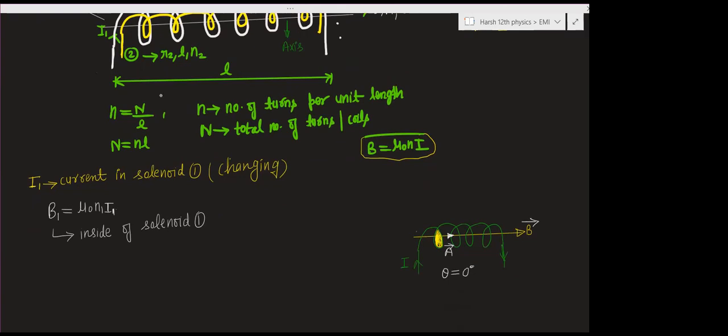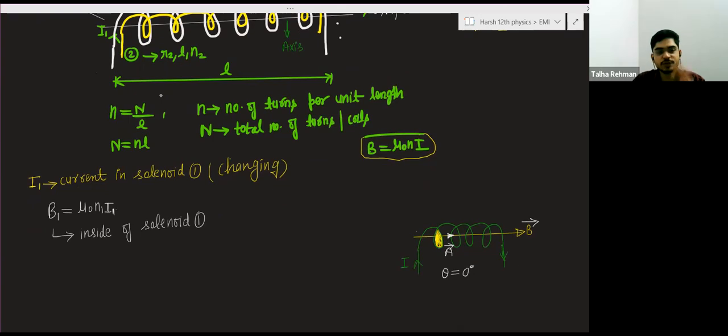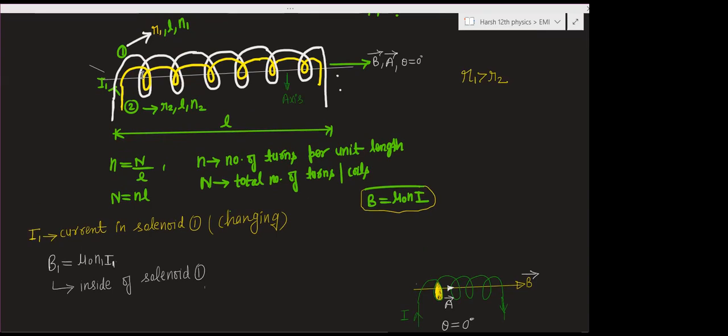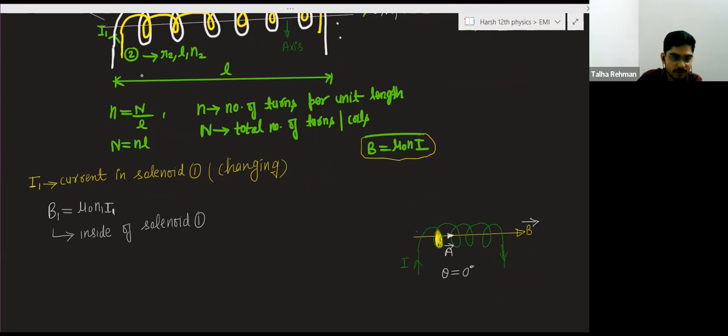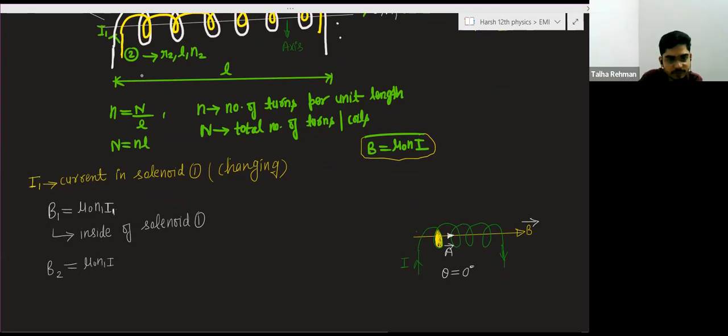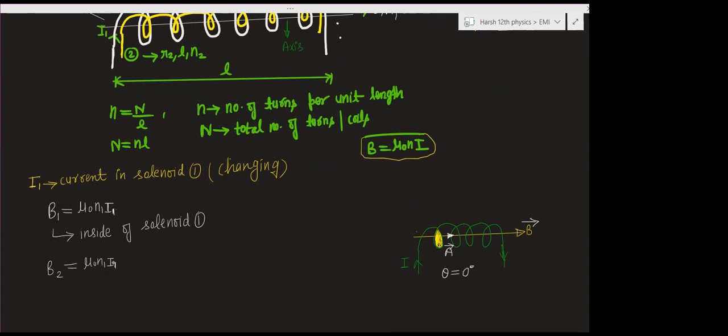B2 is equal to, no, because I2 is not given. Actually, see, this is your white color solenoid, so the magnetic field lines will be inside, so this yellow color solenoid will also be inside. So it will be the same. Very good. So B1 equal to B2. B2 will also be mu naught N1 into I1. B2 is the magnetic field inside solenoid 2.